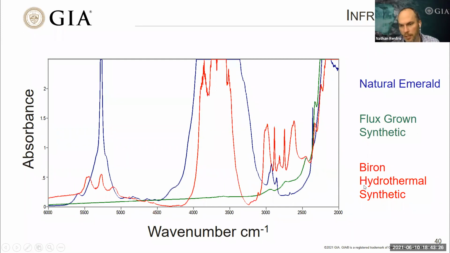And then another specific type of hydrothermal synthetic where infrared spectroscopy is useful is from a manufacturer called Biron. So these Biron hydrothermal synthetics tend to show these additional features here in this sort of 3,000 to 2,500 wave number range. And that can be indicative that you have a Biron hydrothermal synthetic.